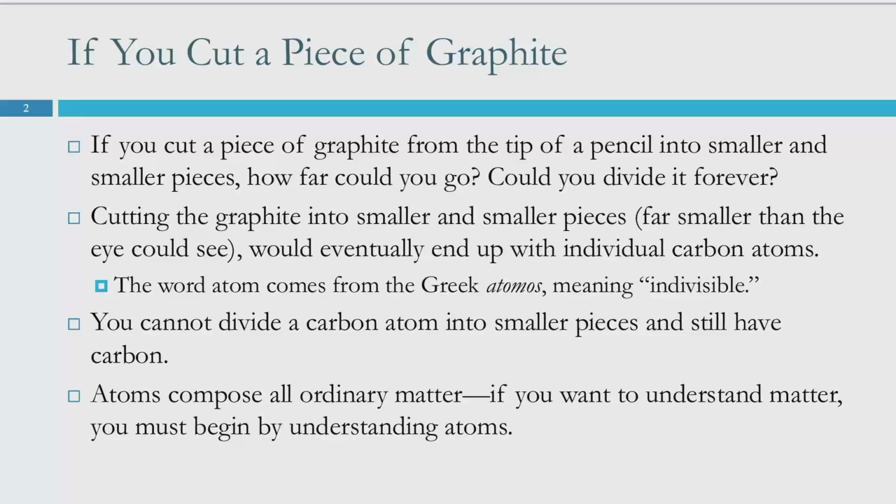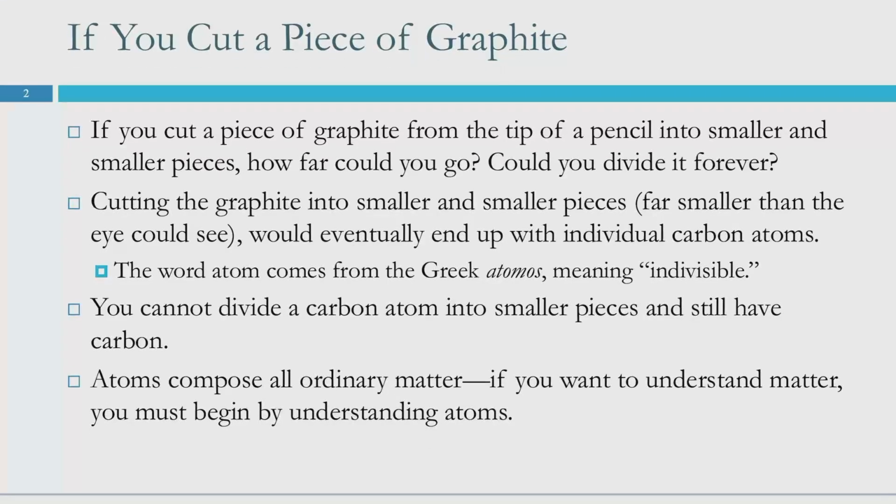No, you would not be able to cut it forever. You would end up eventually with individual carbon atoms. Carbon is what makes up graphite. The word atom that we now use to describe a single unit of an element comes from the Greek atomos, and that word means indivisible, so it can't be cut or divided. So you can't break it down anymore.